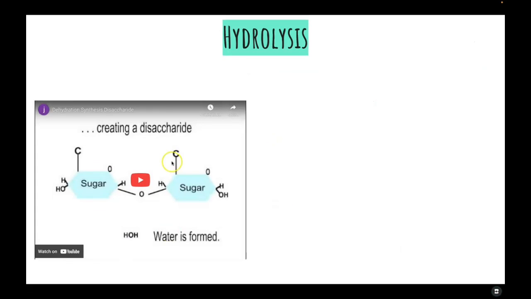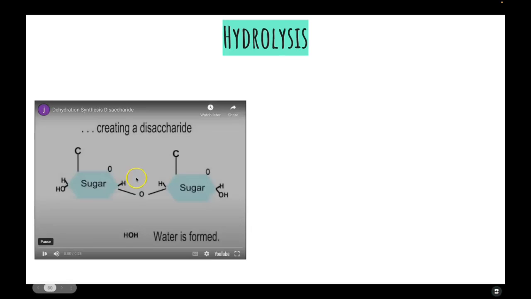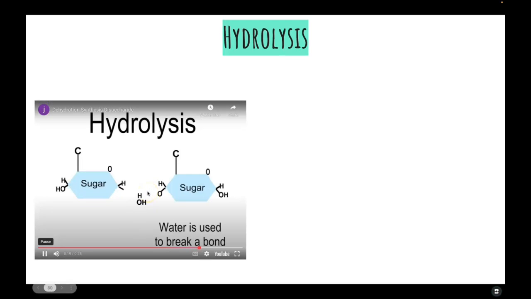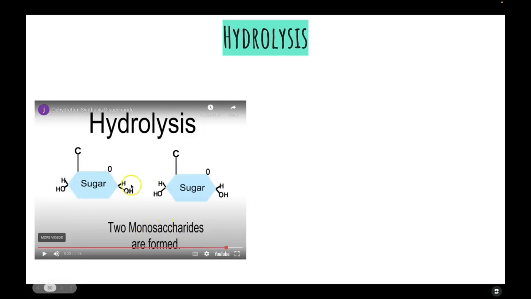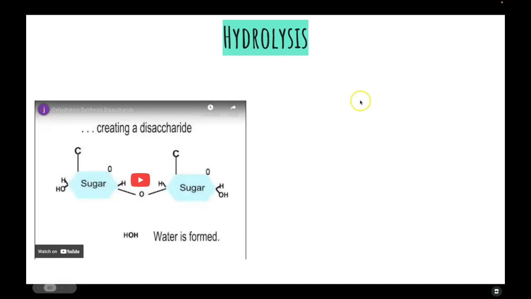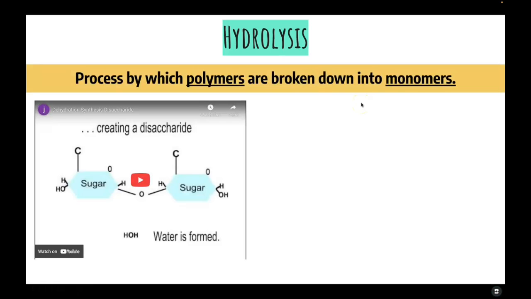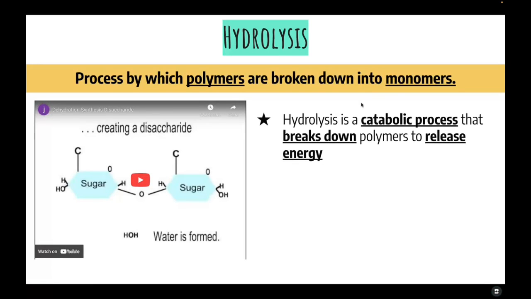All right, so let's watch a video of a complex sugar, which is a disaccharide, being broken down into simple sugar, so monosaccharide. So here you see that water was needed, and therefore two monosaccharides are formed. All right, so again, this is the process by which polymers are broken down into monomers.